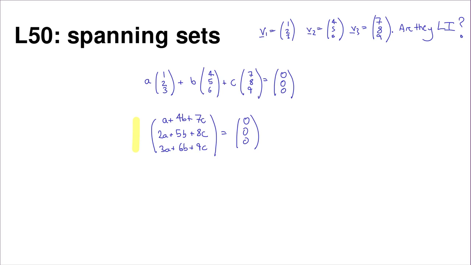And if you solve that however you like, you might just guess a solution, or you might instead form the augmented matrix and put it into row reduced echelon form. However you do it, you'll find that there are some non-zero solutions to those simultaneous equations. For example, a equals 1, b equals minus 2, c equals 1 is a solution. And of course, none of those are 0, so it's certainly true that not all of them are 0. So v1, v2, v3 is linearly dependent. It's not linearly independent.